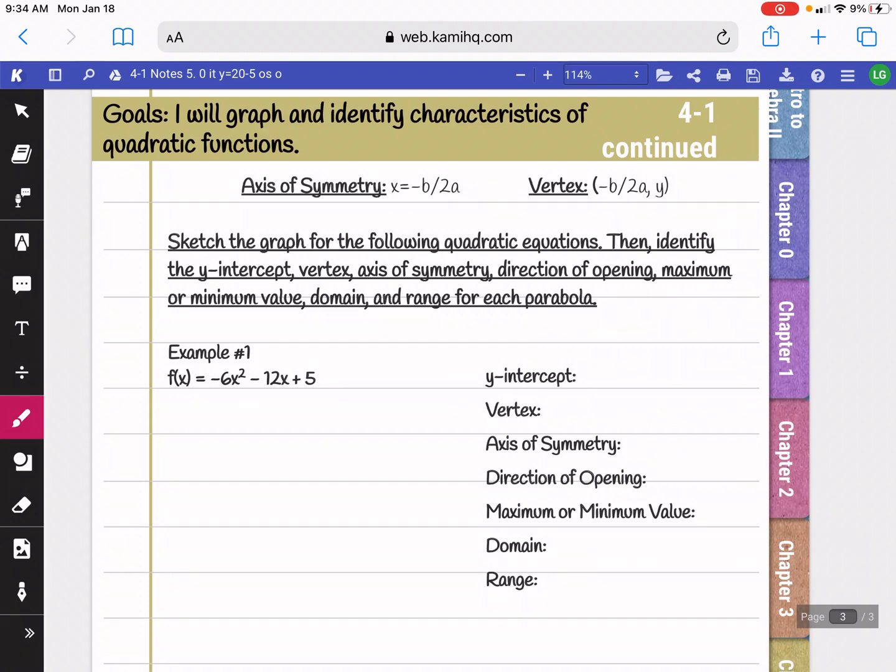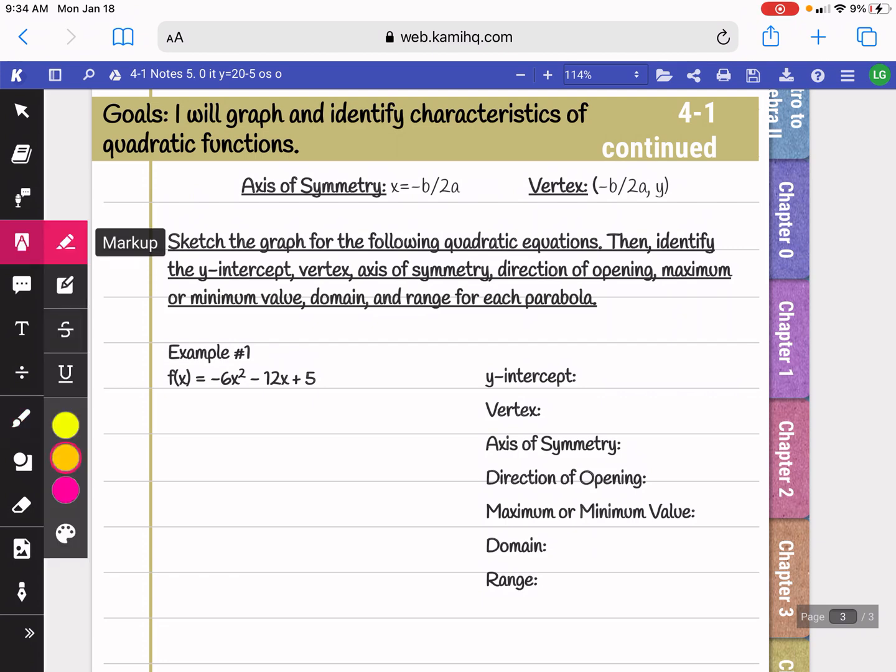So we're going to continue with identifying characteristics of quadratic functions. In this video, we're going to focus on how to do it when given the equation of the graph. So when you do this, there's an important formula you can use. It's for the axis of symmetry. It's x equals negative b over 2a. And that formula is going to help you to find the axis of symmetry.